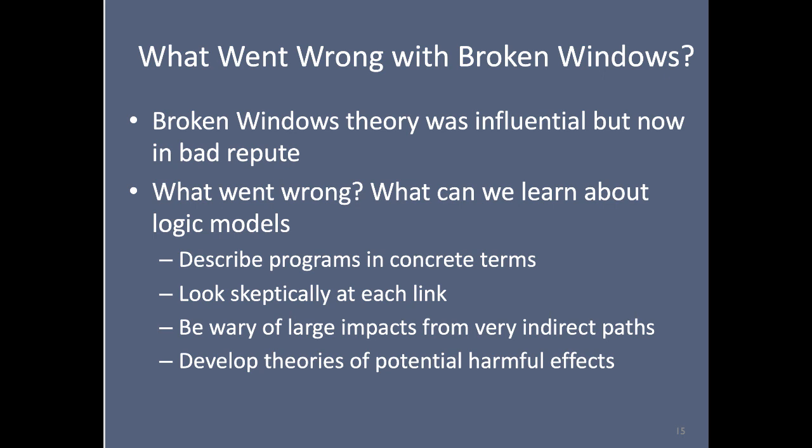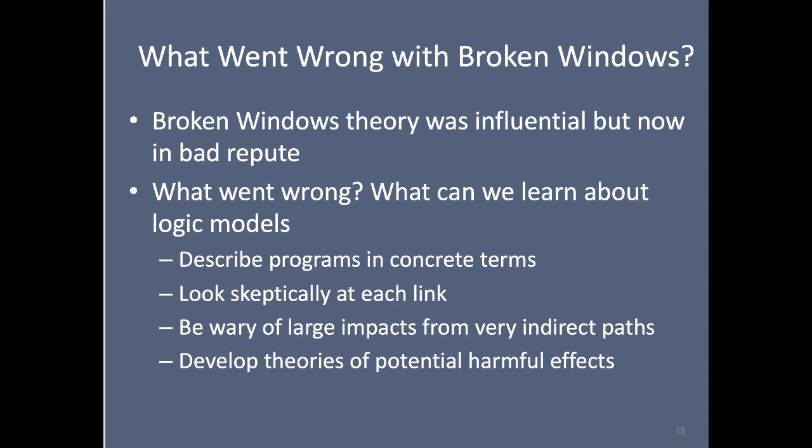Also, be wary of large impacts from very indirect paths, right? The way that disorder was going to reduce crime had these long chains, this will change this, will change this. And maybe you should be skeptical about things like that and think hard about each of these links and how direct they are and what the impact will be.